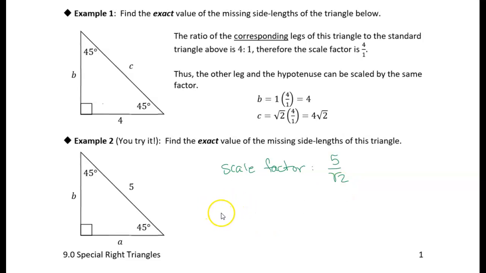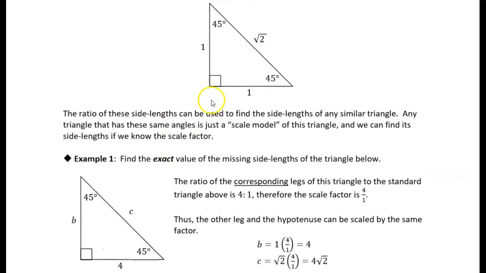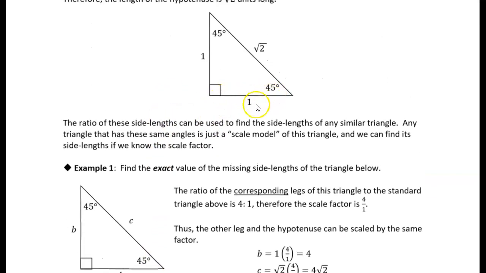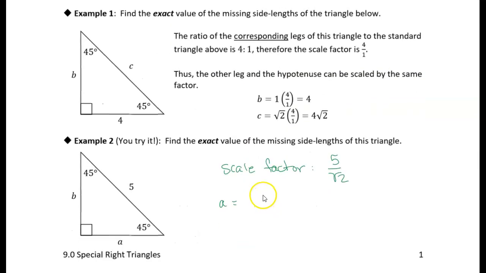And so then we can just find the other sides by using that scale factor. So side A is one of the legs. The length of that leg in the standard 45, 45, 90 triangle is 1. And so we're going to scale up 1 by a factor of 5 over square root 2. Okay, which is just 5 over square root 2.